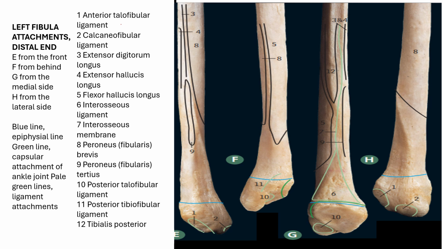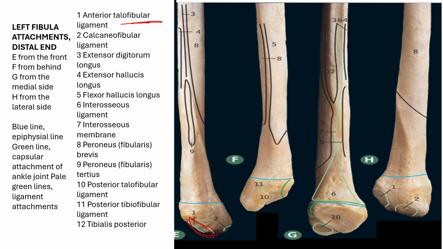The first structure is the anterior talofibular ligament. At the bottom, anterior means it comes in the anterior surface of the fibula. Talofibular means it's a ligament forming the relation between the talus and the fibula. The anterior talofibular ligament originates from the lateral malleolus of the fibula and inserts on the neck of the talus. Its function is to provide lateral ankle stability and prevent excessive inversion.